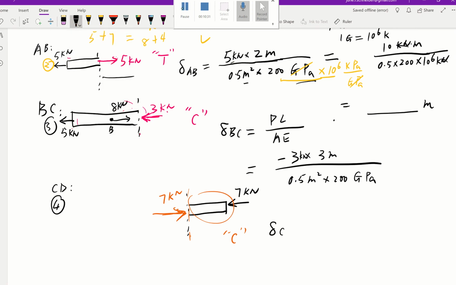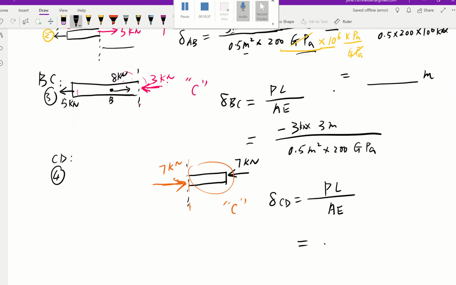So now we write down delta CD is going to be equal to PL over AE. And our P, this internal force, is negative 7. And our length we defined earlier as 4, right? 7 kilonewton times 4 meter. And area is 0.5 meter square. And E is 200 gigapascal.